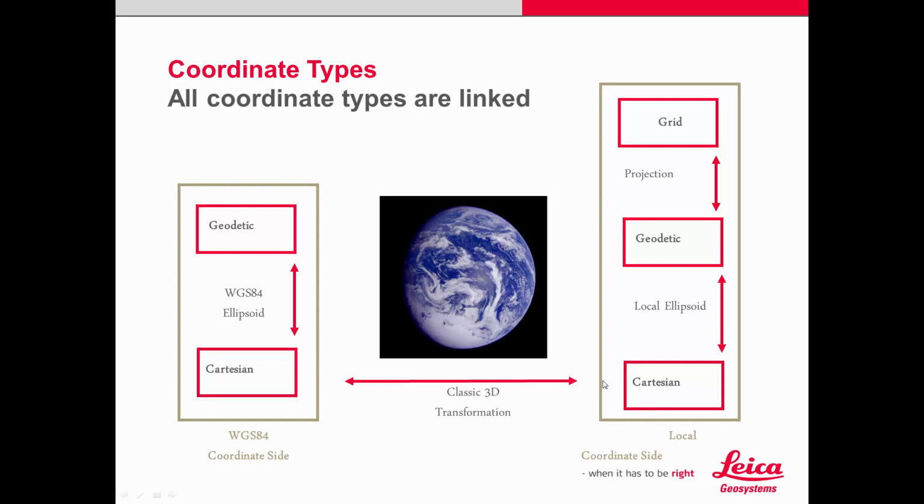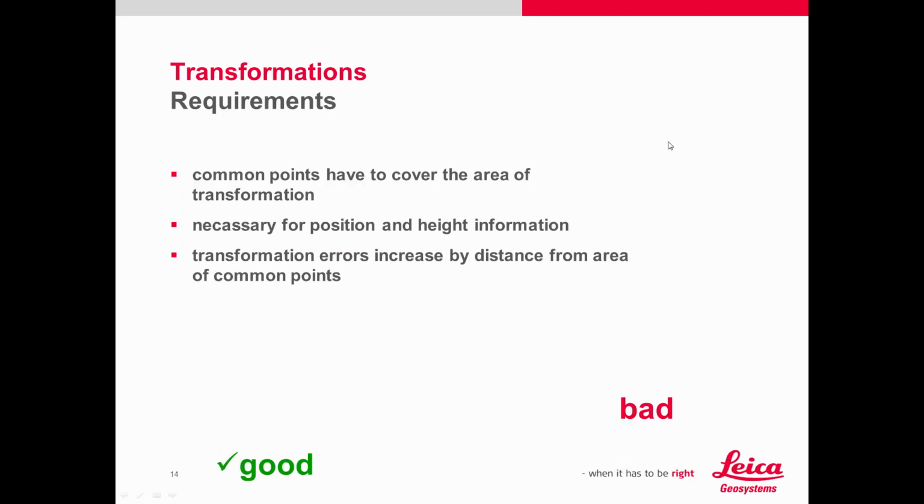After that, from the Cartesian, I need to go to geodetic in the local side. I need to know the local ellipsoid, and after that I can make the projection to get the grid coordinates.